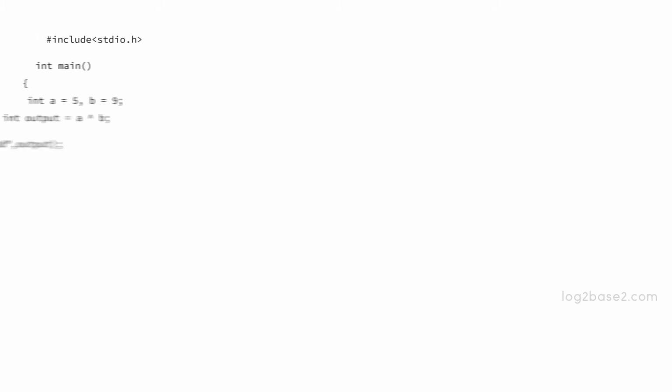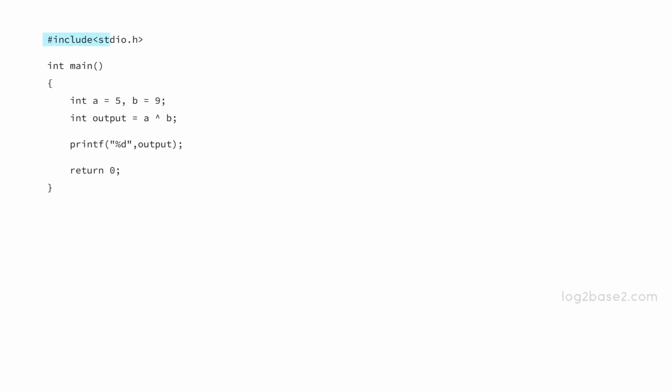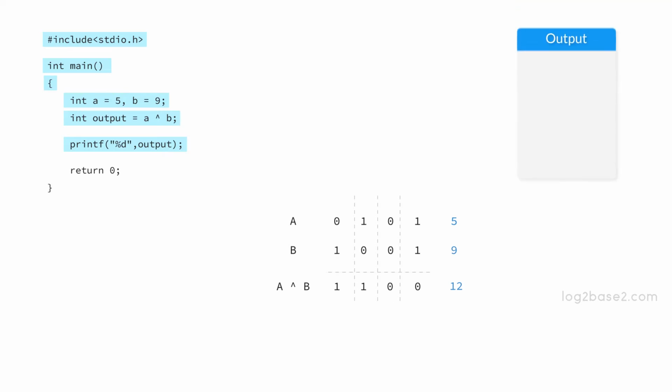Now see the code to implement this. In the main function, we are declaring two integers a and b, which are equal to 5 and 9. Then we are calculating output equal to a bitwise XOR b. So bitwise XOR will be performed and the result will be stored in output. Now we are printing the value of output, which will be equal to 12.